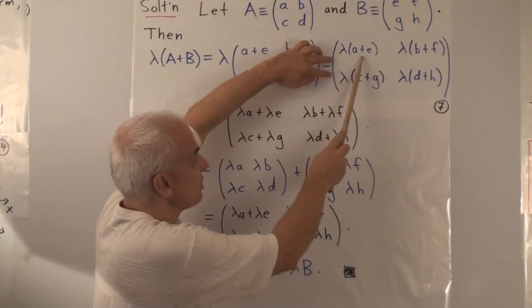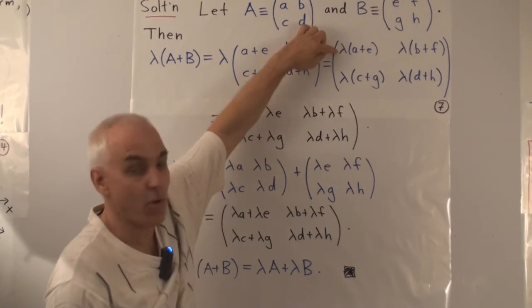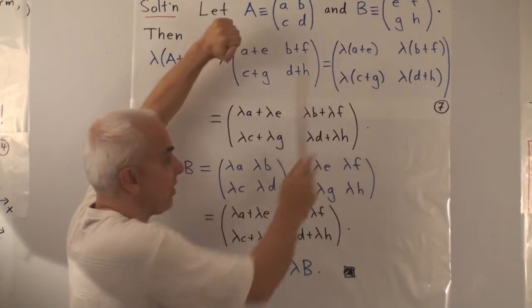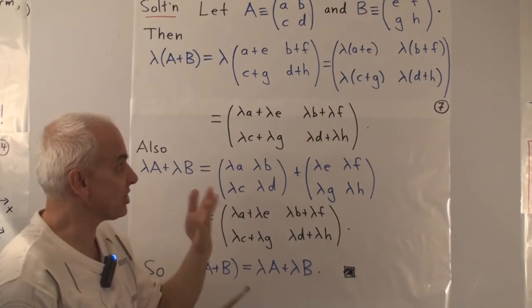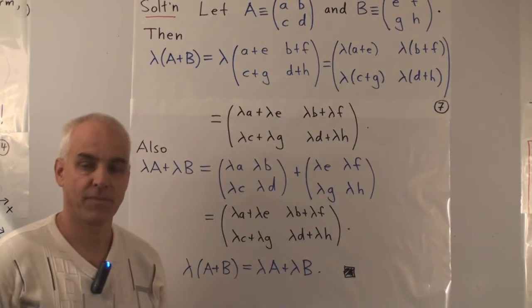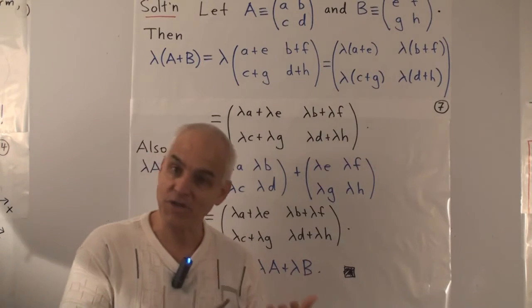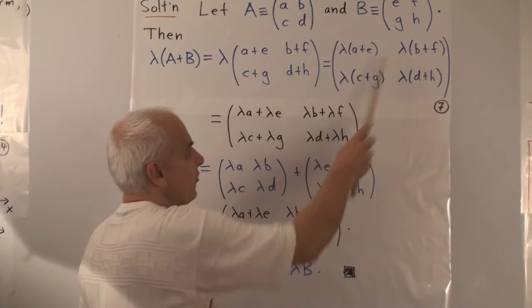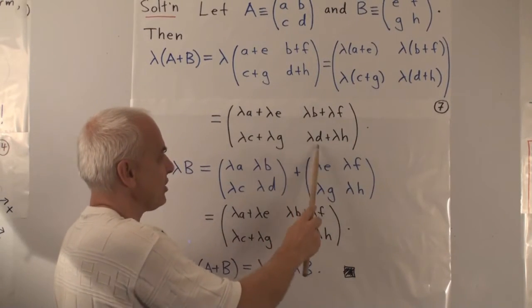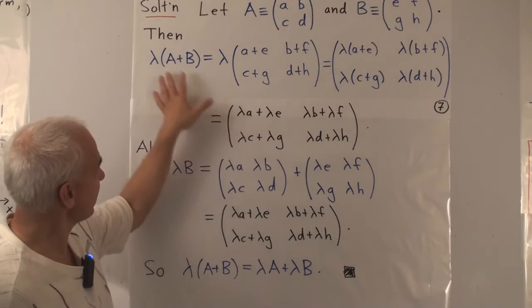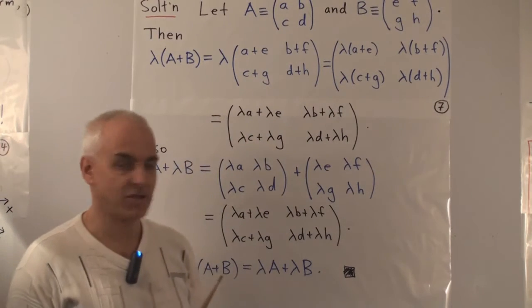Now we just use the basic distributive law for ordinary numbers inside each one of these entries. Lambda times (a plus e). These are all just ordinary numbers. That's the same as lambda a plus lambda e. So we're using the fact that we know the distributive law works for ordinary numbers. Similarly, this and this expand out to give us those three as well. So now we've reduced the left-hand side pretty well as much as we can.